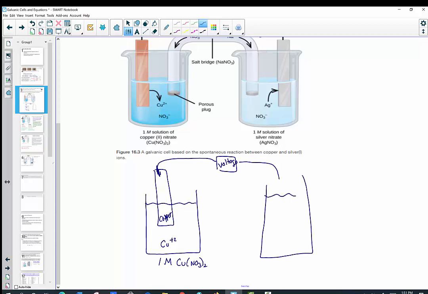And again, this is just another beaker. This beaker contains an electrode made of pure silver. So this is just a piece of silver metal.